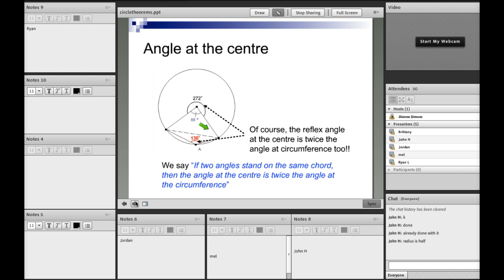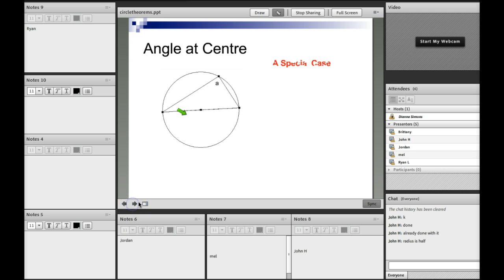Okay. Of course, the reflex angle at the center is twice the angle at the circumference. So if this angle is 36, this angle up here is twice that, so it's 272. Okay? All right. More angles.